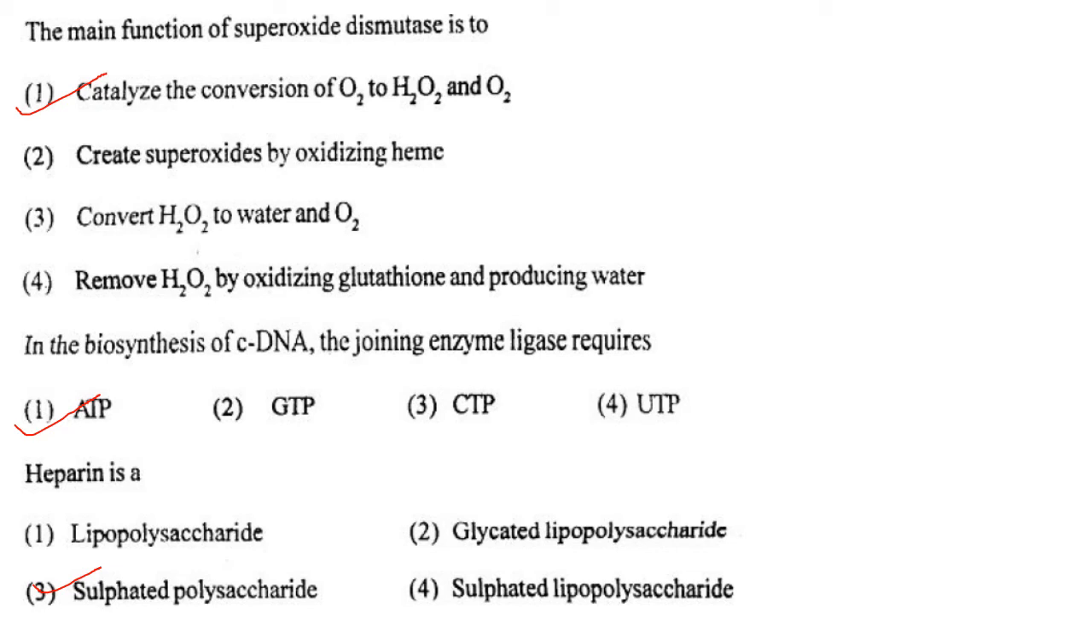In the biosynthesis of cDNA, the joining enzyme ligase requires option 1, ATP; 2, GTP; 3, CTP; 4, UTP. Answer is option 1, ATP. Heparin is a option 1, lipopolysaccharide; 2, glycated lipopolysaccharide; 3, sulfated polysaccharide; 4, sulfated lipopolysaccharide. Answer is option 3, sulfated lipopolysaccharide.